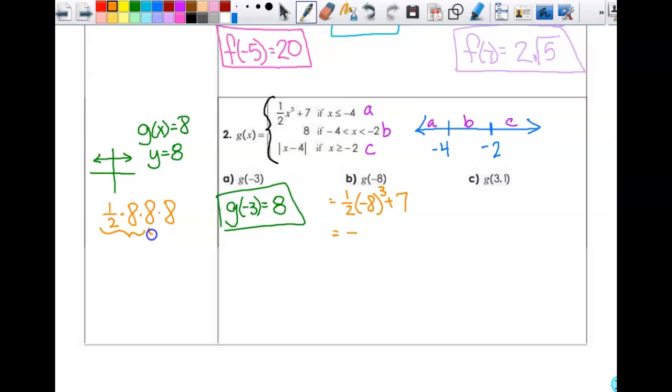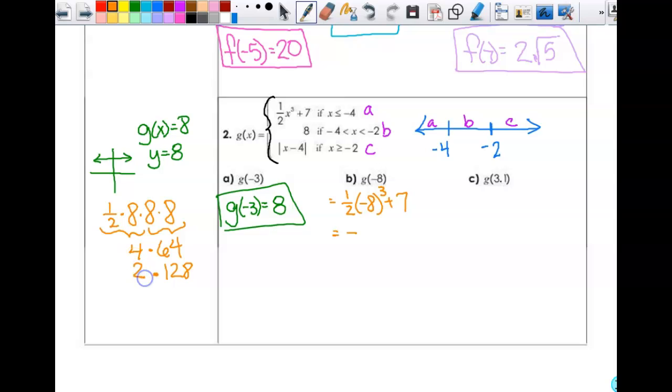Instead, group them this way. Half of 8 is 4. What's 8 times 8? 64. Okay, so now I got 4 times 64. Couple of ways to do that, but when you multiply anything by 4, all you have to do is double it and double it again. So if I double 64, that gives me 128, right?